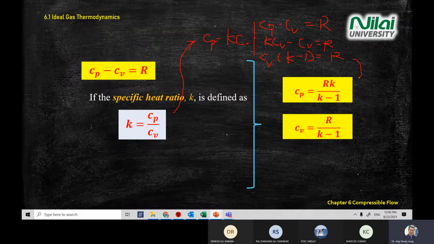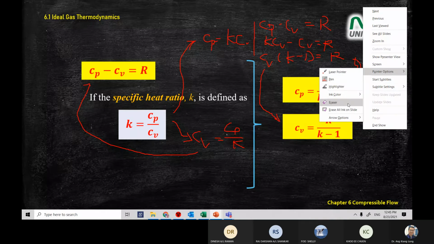Rearrange this one, you get this one. Okay, put K minus 1 to the right-hand side, you get this one. And then the next one, you rewrite Cv equal to Cp divided by K. Substitute inside here, rearrange, you'll get this one.